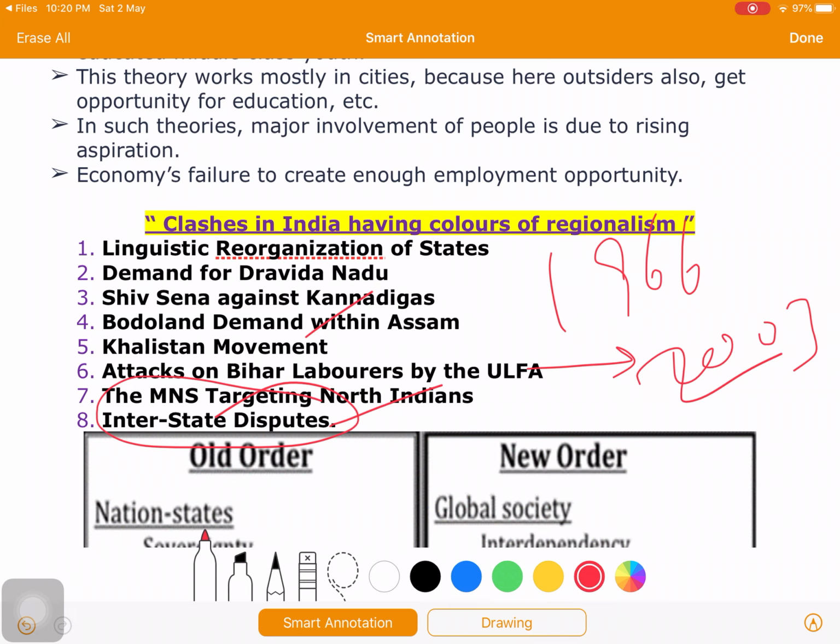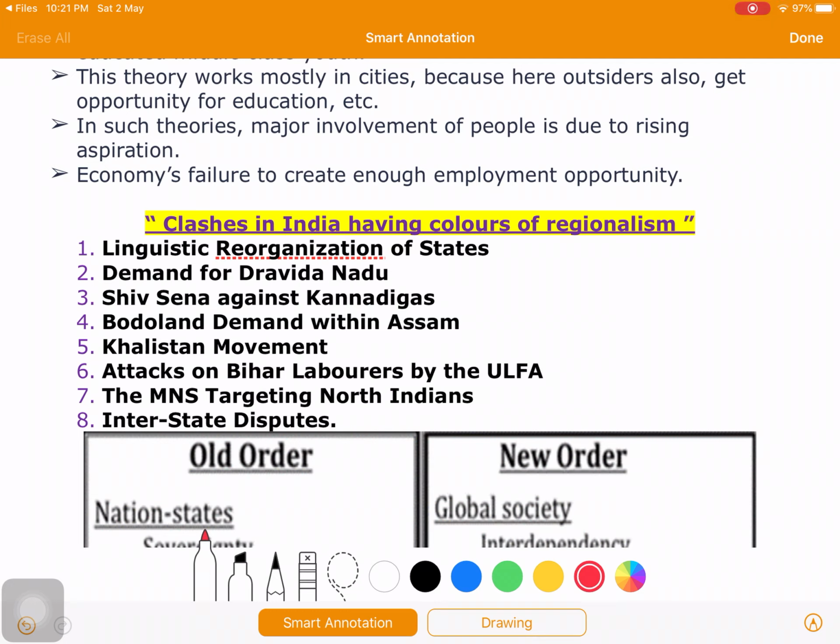within the political structure of India, division was started. Based on socio-political and non-linguistic causes, new states were formed. So these are all the clashes in India which are having the true colors of regionalism. So in India, regionalism can be seen in what way? In the sense, in these types. And we should understand here that the impact of regionalism in India is having both positive as well as negative.